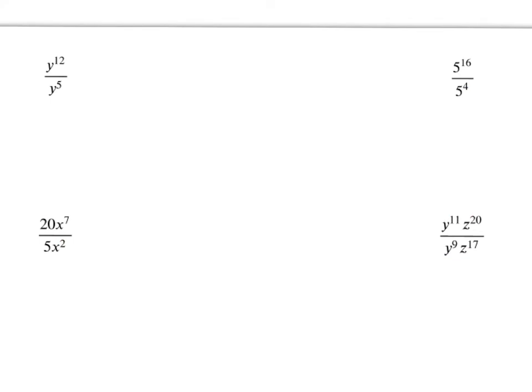So this is what this looks like. Y to the 12th divided by y to the 5th. Since I'm dividing the powers, I subtract the exponent. So I'm going to do 12 minus 5, which is 7, and I get y to the 7th. Okay, they have to have the same base. That's important, and the base does not change.